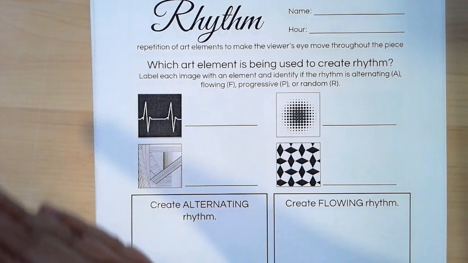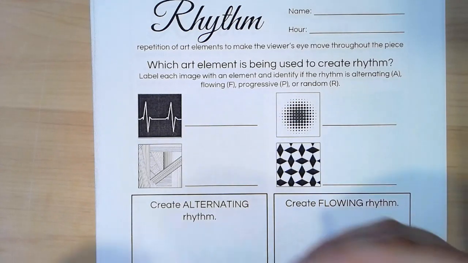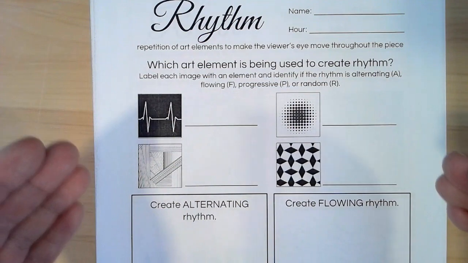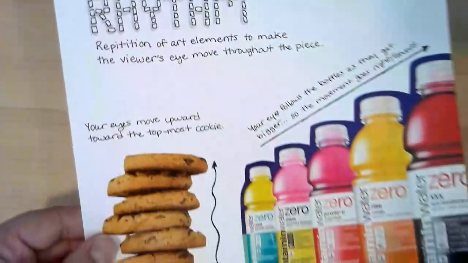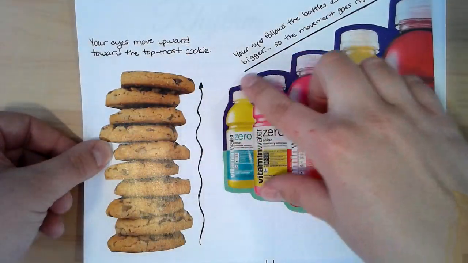Or is it flowing? Things are flowing. Think of like waves and that kind of thing. Is it progressive? Gradually getting bigger or smaller. Okay, it's progressive. Or is it random? Is it like all over the place? There's no exact pattern. I showed you my two examples. I have this flowing kind of thing going here, and I have this progressive image here, gradually getting bigger.